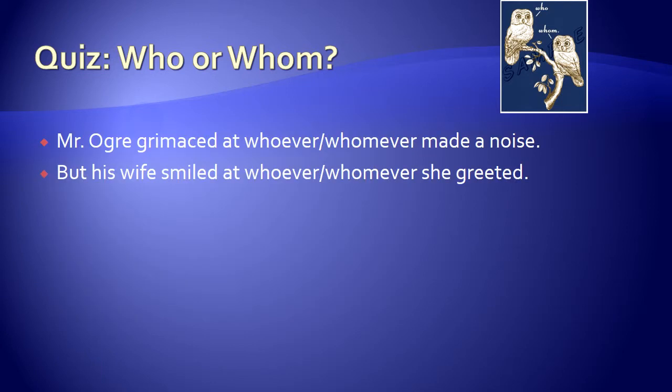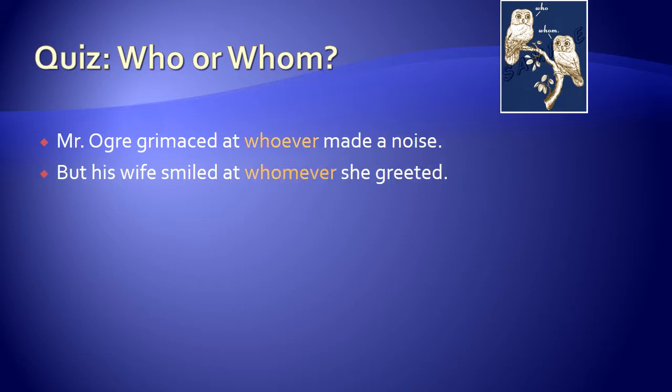Or who or whom? Mr. Ogre grimaced at whoever or whomever made a noise, but his wife smiled at whoever or whomever she greeted. Here are the correct personal pronouns. Mr. Ogre grimaced at whoever made a noise. The object of the preposition at is the entire noun clause, and so whoever functions in the subject position of the noun clause, whoever made a noise.